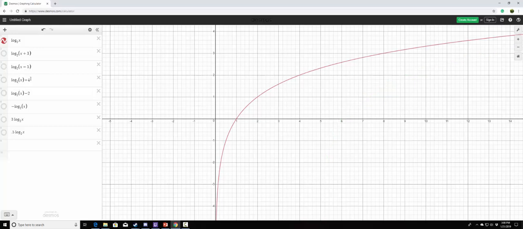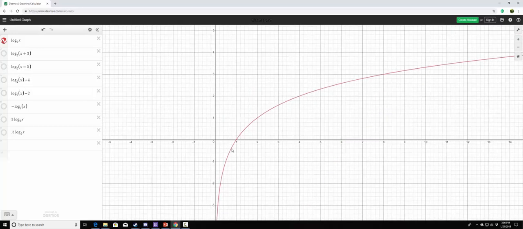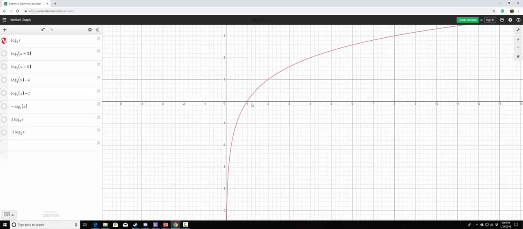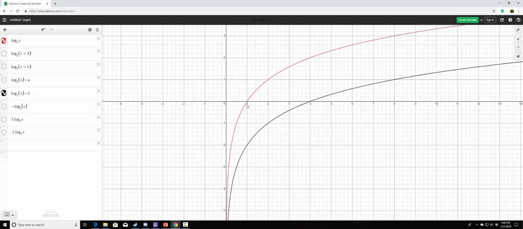Log base 2 of x, plus 4, so my k is 4, so this value is going to shift up 4 spaces. So that shifted up 4. Then this one is going to shift down 2 spaces. So it's going to be right there. So that moved downward.